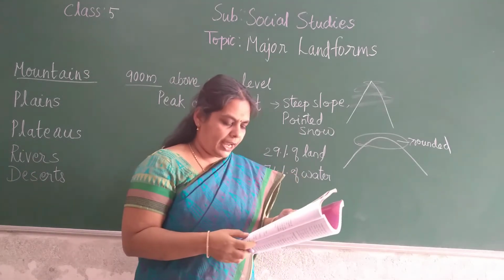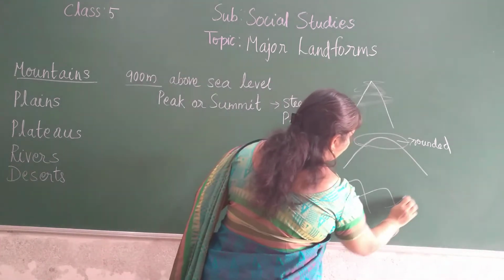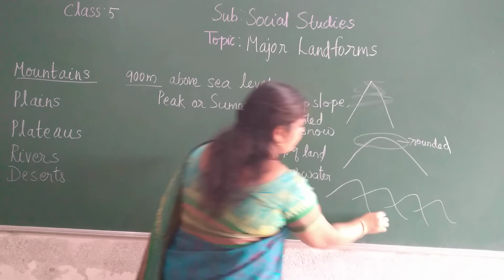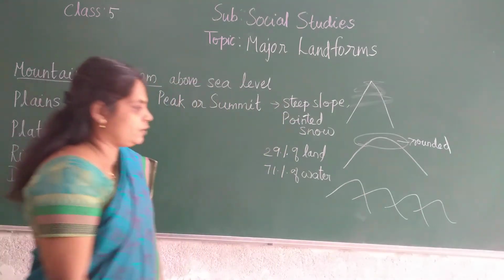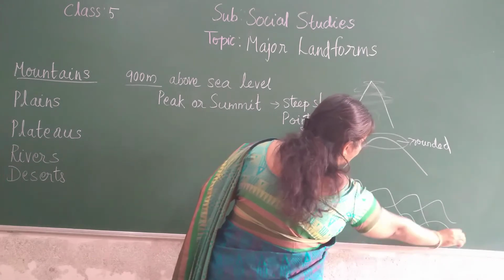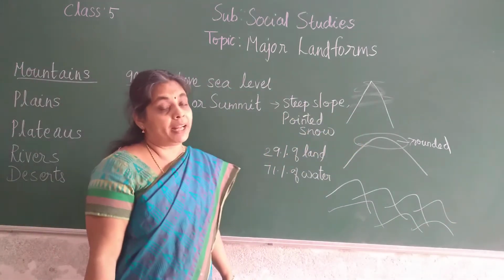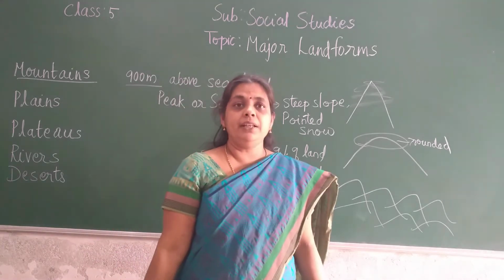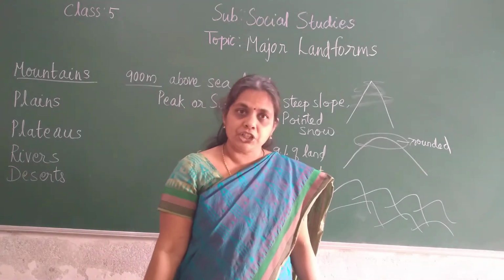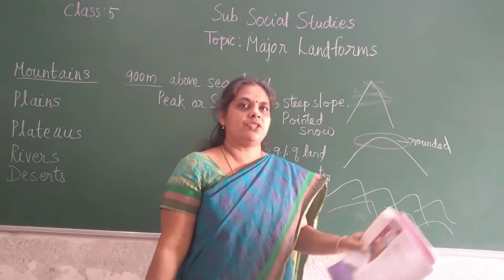They are called ranges. Like this, like this. When you draw a picture of mountains, you will be drawing like this only, children. A series of mountain ranges means, like the Himalayas you have learned, three parallel ranges: Himadri, Himachal and Shivalik. Like that, these are mountain ranges, children.